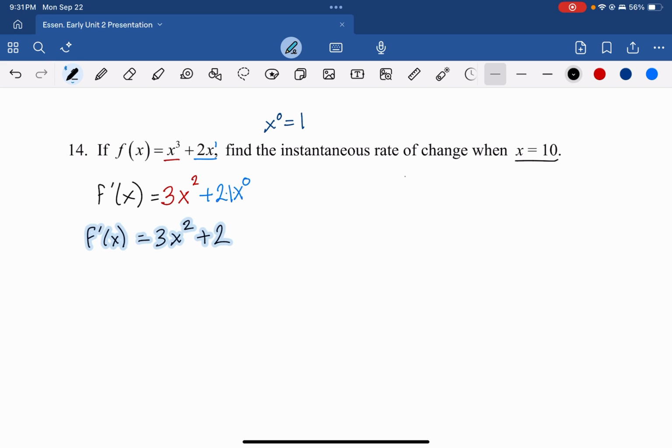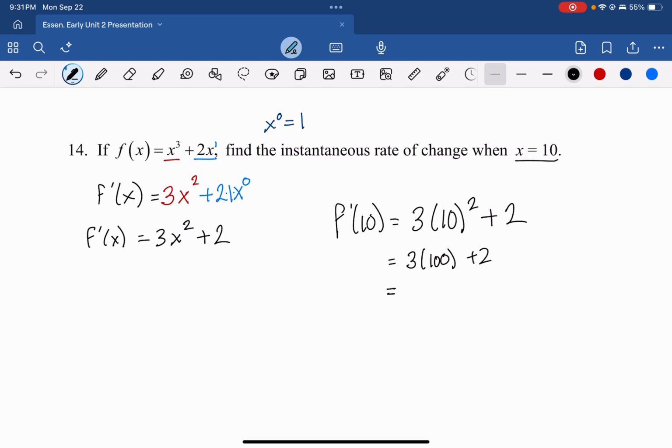So now to find the instantaneous rate of change, we're going to plug in 10. So f prime of 10 is equal to 3 times 10 squared plus 2. And I'm going to simplify. So 10 squared is 100. So I've got 3 times 100 plus 2. So I get 302. Okay, and we can say our instantaneous rate of change right there. Right, so our instantaneous rate of change is 302.